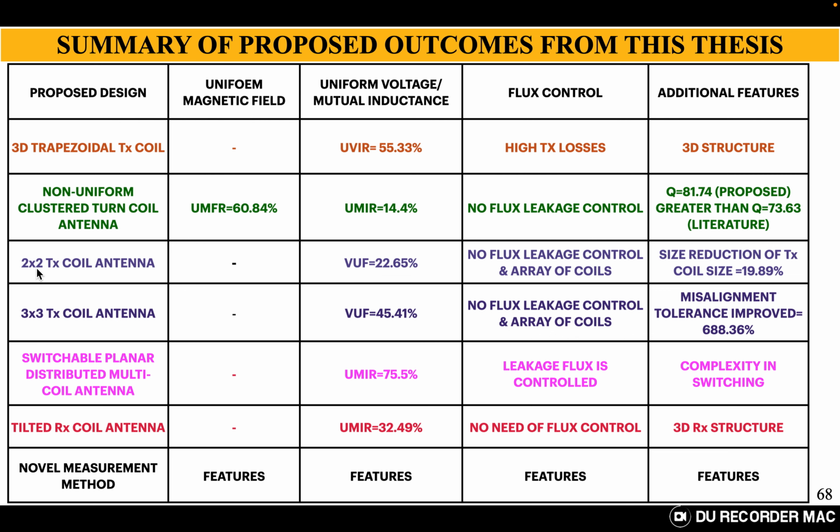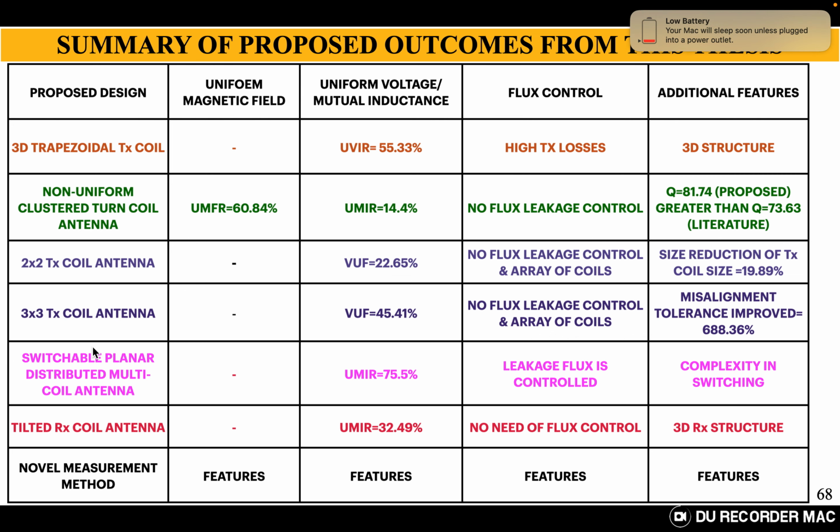Then next, the 2x2 transmitter coil antenna, or we'll call it the N equal to 2 design. The voltage uniformity factor is 22.65%, which is really better than the previous design. But the problem is, again, there is no flux leakage control. But as an additional feature, the size has been reduced by 19.89% compared to the literature work, with improved misalignment tolerance. Whereas in the 3x3 transmitter coil antenna, the uniformity factor is improved by 45.41%. No flux leakage control is one of the big disadvantages in this, and the misalignment tolerance is also improved by 688.36%, which is very, very great.